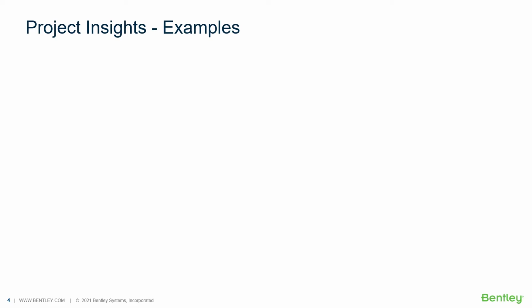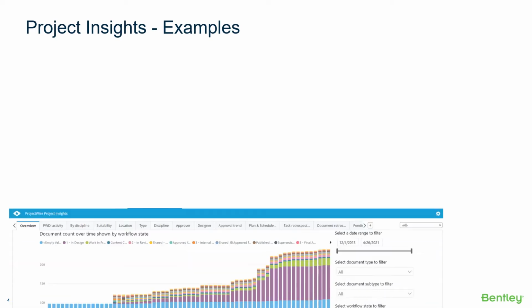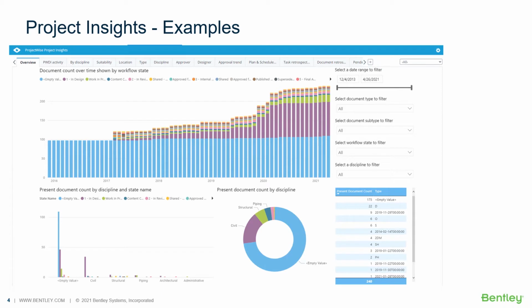So what does Project Insights look like? We have an overview page that gives you an overview of the entire project, all displaying the metadata, and it is dynamically updated. So you can filter according to dates or document types or even document subtypes or even workflow states. And as you click on each of the items, the system will update the screen to show you information relevant to that specific object that you have selected.